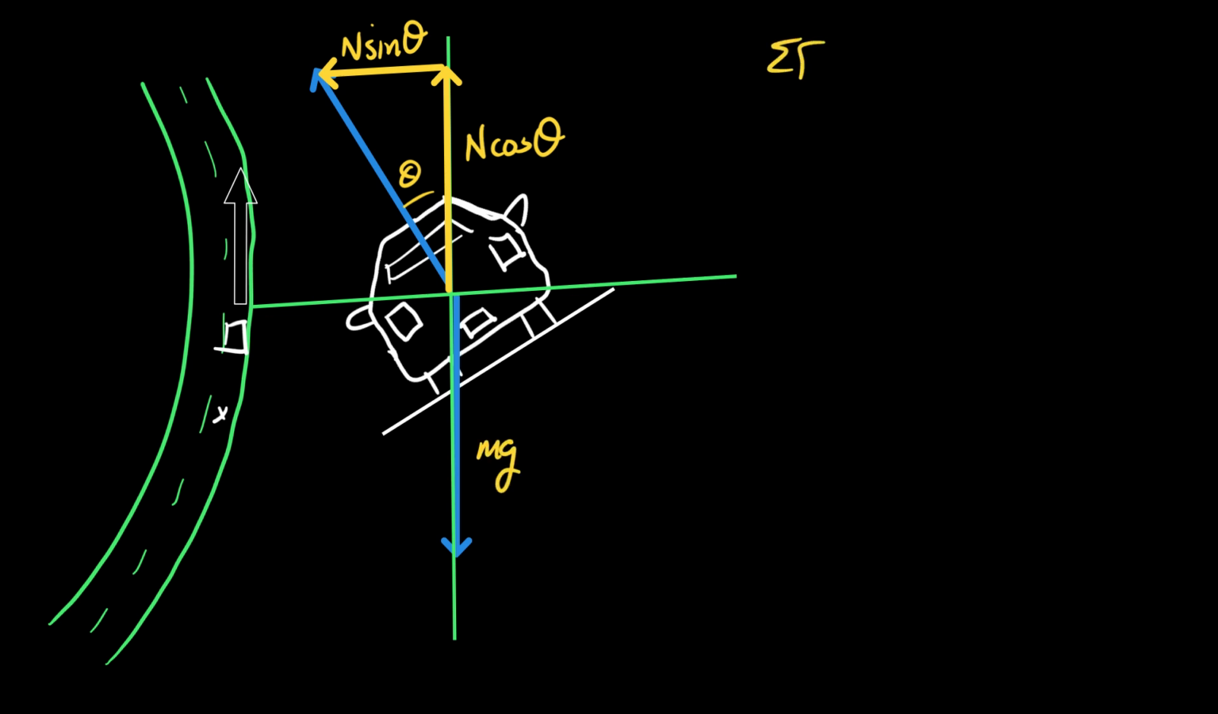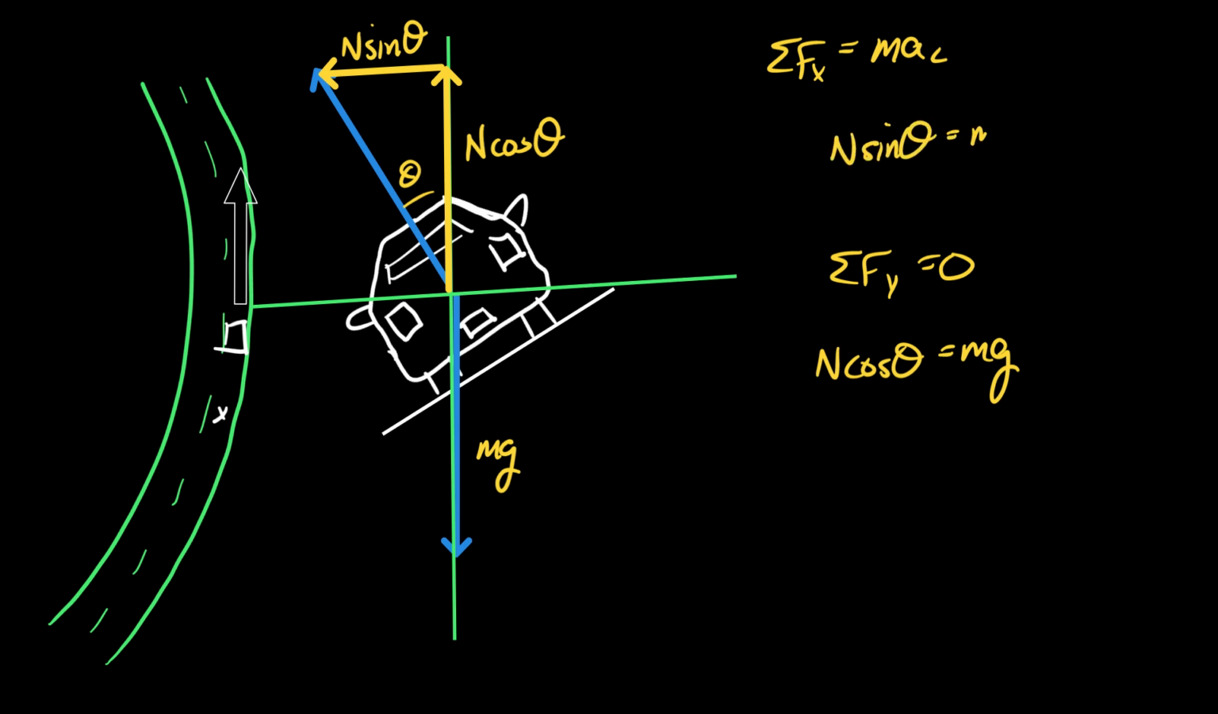So net force in the x direction will be ma_c, and net force in the y direction will be 0. It tells me the road is banked 25 degrees. I'm getting normal cosine theta equals mg, and normal sine theta equals mv squared over r.